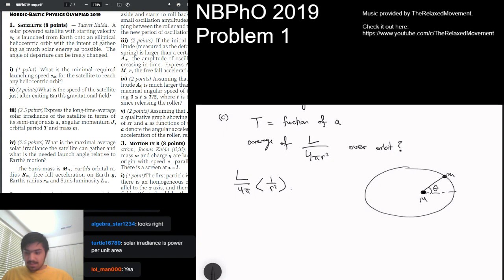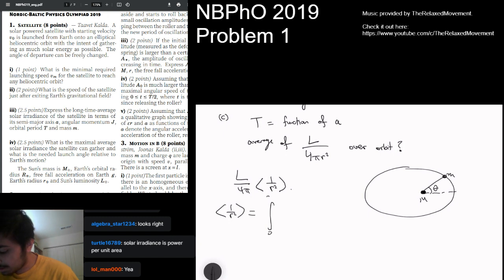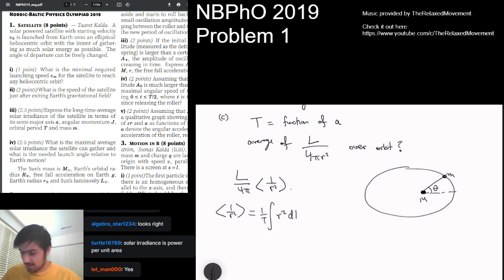So let's say the average of 1 over r squared is the integral from 0 to 2 pi of 1 over r squared. Well, let's do this: it's 1 over the period times the integral of r squared dt. But I want to relate dt and d theta, and I can do this because of Kepler's second law.